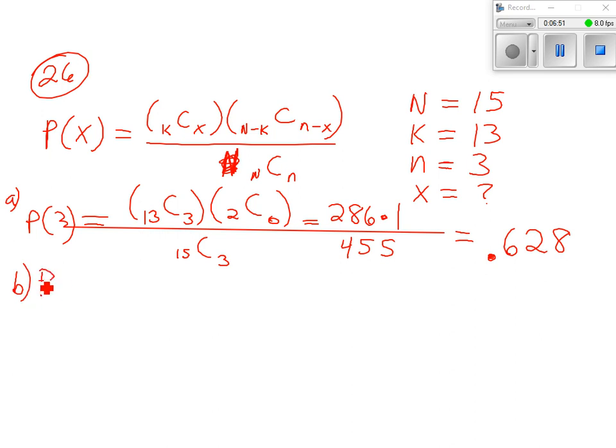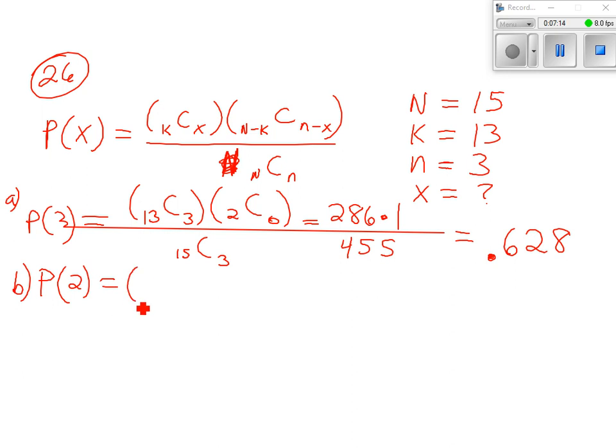Part B says 1 microchip is defective. So this time we want 1 of them to be defective. So how many are not going to be defective? 2. 3 minus 1, right? So we're going to do all the same stuff. The only thing that's going to change is our X.